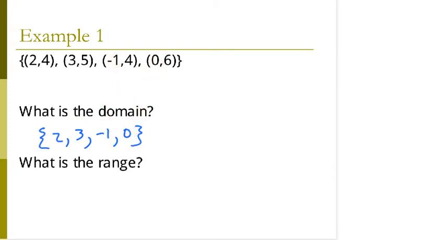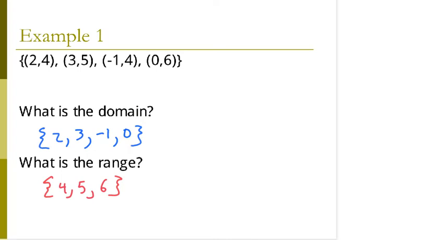What about the range? The range would be the set of other values. So this is what the range for this particular set would look like. So notice that in the range we have 4 and 4. So we don't have to write it twice, let's just write it once. So in the range we have 4. We also have 5. And then we have 6. So those are our domain and range for this relation.